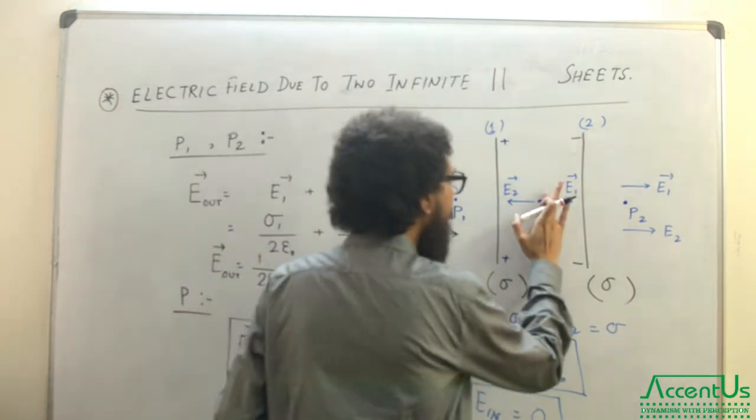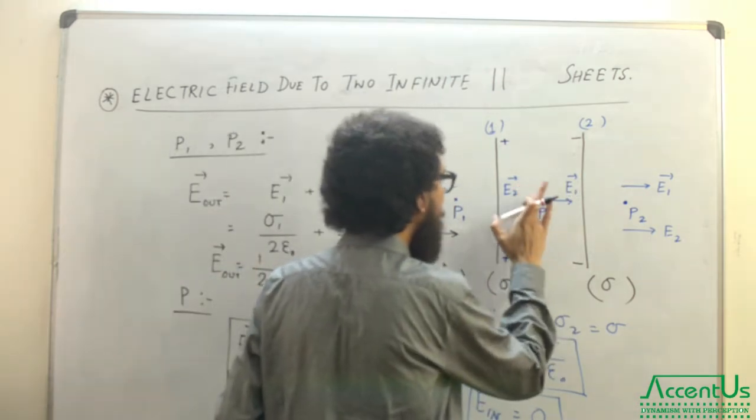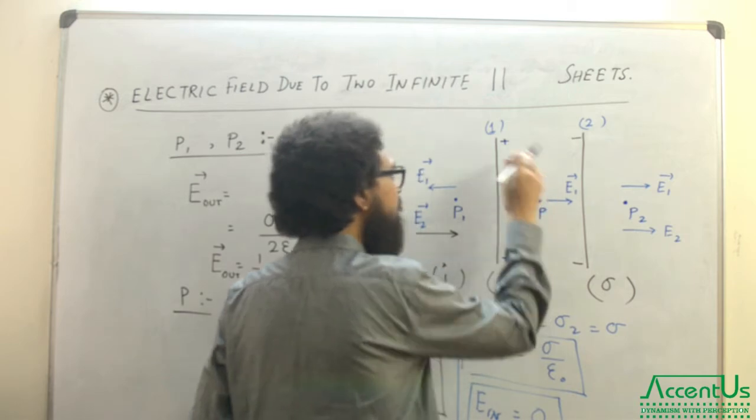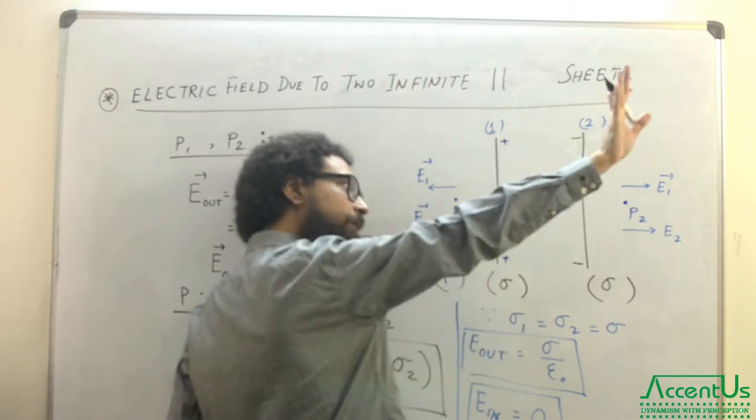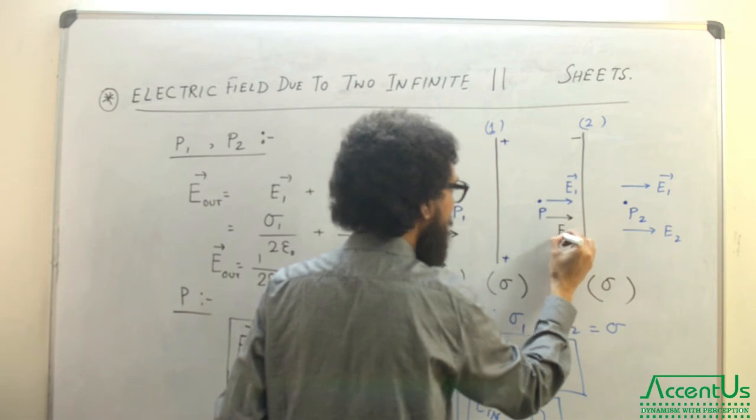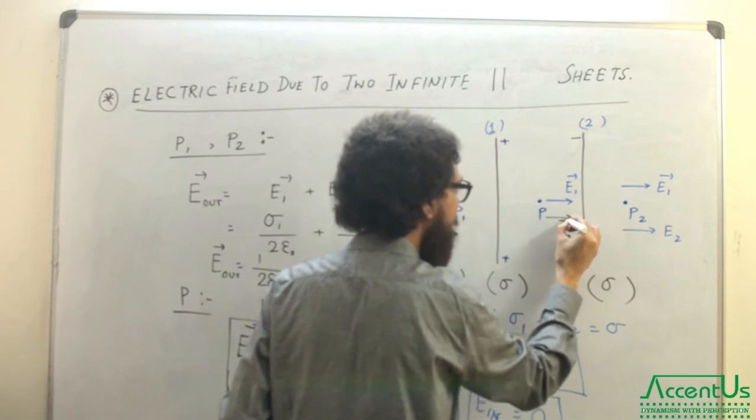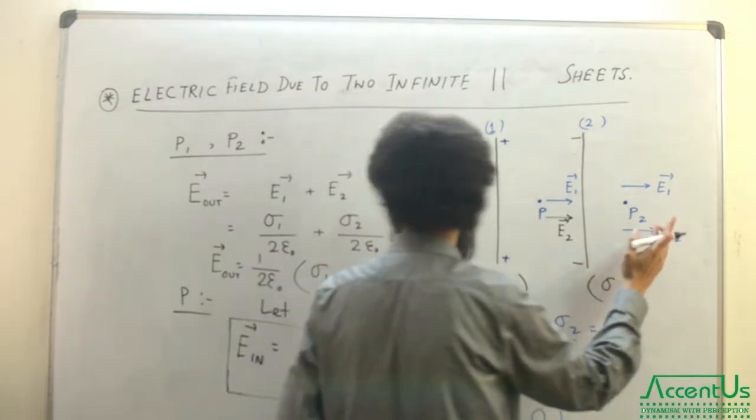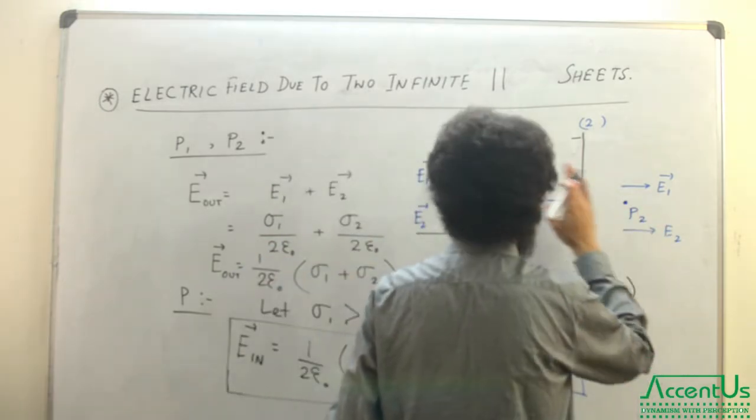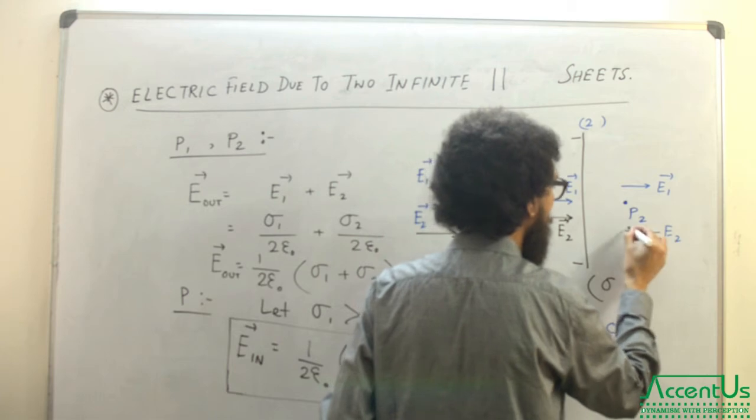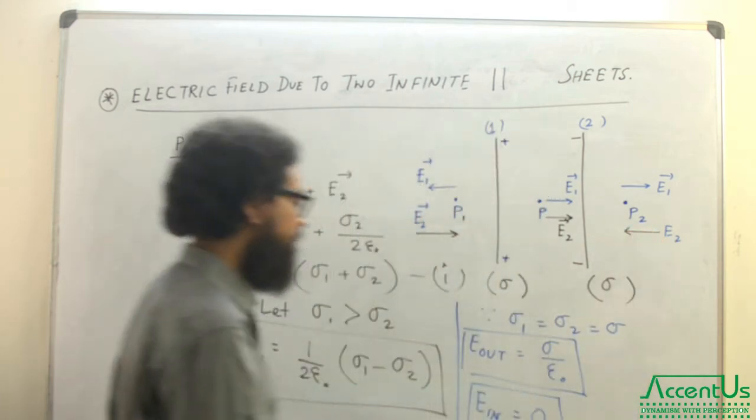Great. Now, here comes another thing: since it is a positive charge, E1 will be directed away. But since it is a negative charge, E2 will be like this. Yes or no? Great. And here also the same thing will occur. The E1 will be away, but for E2 the direction will reverse.